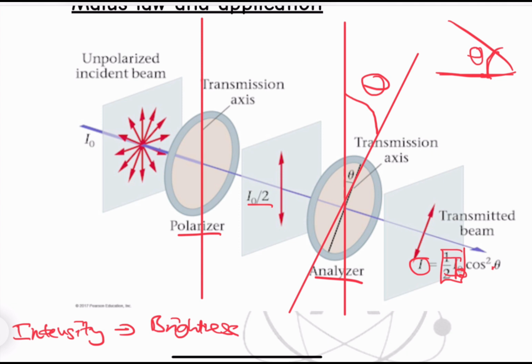So understand this. Whenever you see a Malus Law question, ask yourself this question: what is my angle theta? Go back to your polarizer, draw your transmission axis, extrapolate it even. Take that transmission axis, place it on the analyzer, compare what direction the analyzer is facing and measure that angle theta. That is basically how you use Malus Law.